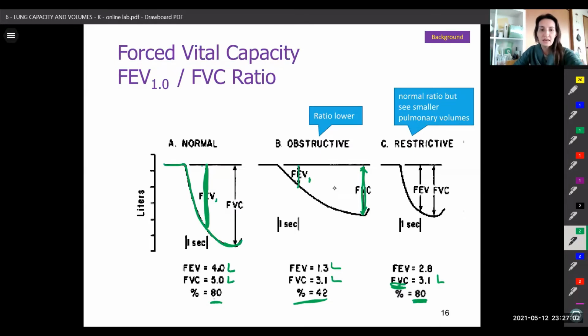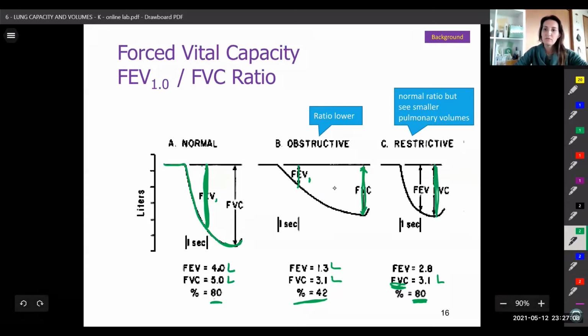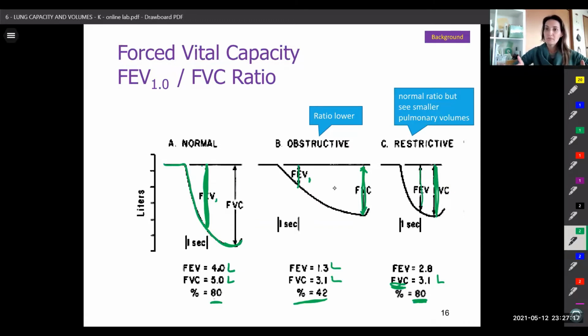So we see that in the diagram as well. The forced vital capacity here is a lower volume, but they're able to breathe out 80% or greater in the first second. They have no problem exhaling, right? That's what we see with restrictive disorders generally. It's a problem with expanding the lungs upon inhalation.